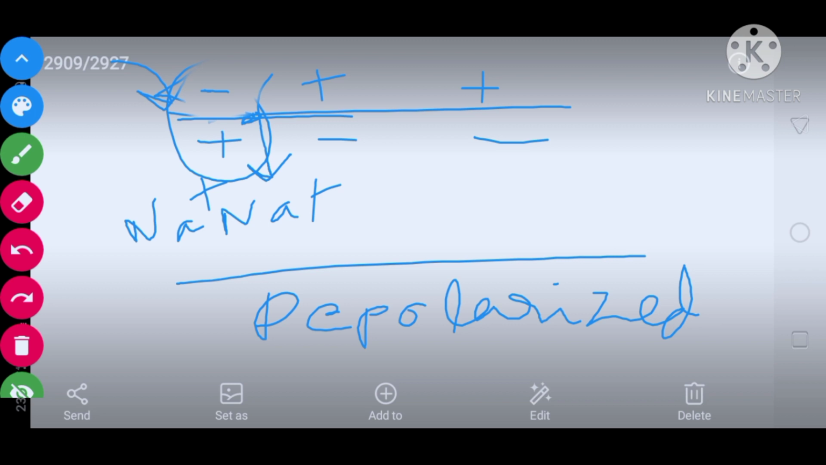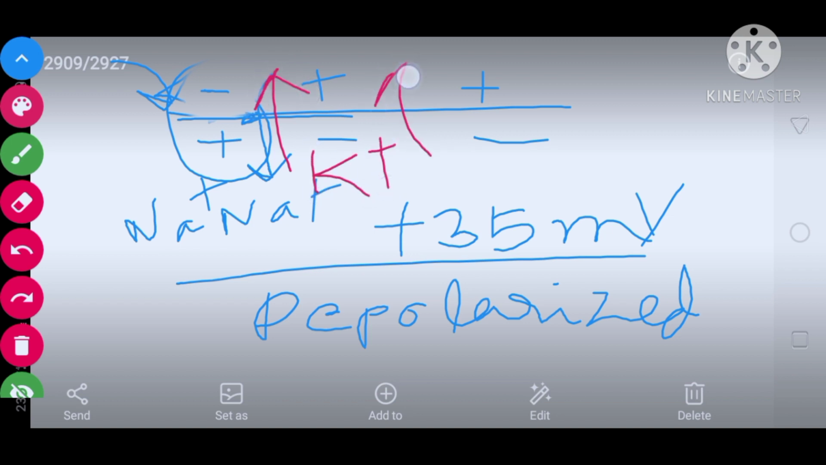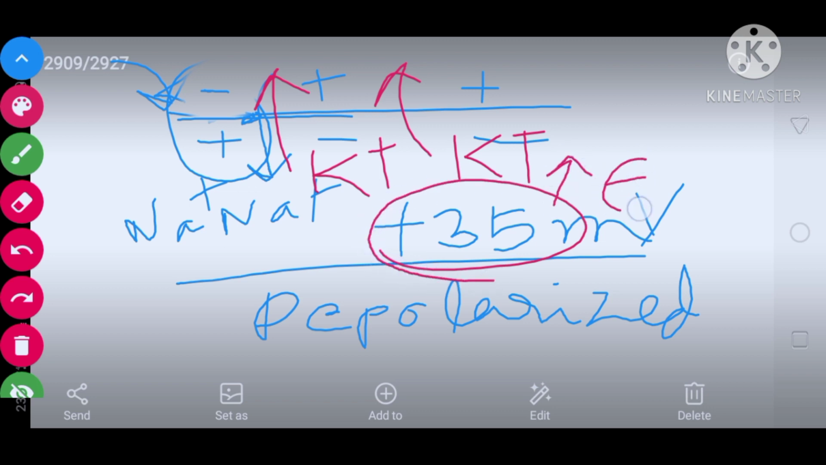So at the depolarized stage, the membrane potential is plus 35 millivolt. Now as soon as the influx of sodium takes place, it is followed by efflux of potassium ions, that is the exit of potassium ions. The value which was acquired during depolarization will steadily move towards negative value and it will gradually become minus 90 millivolt in neurons.